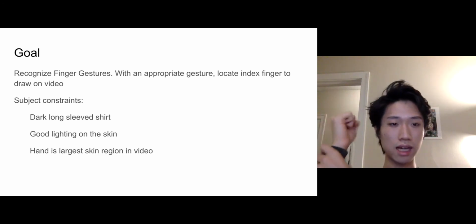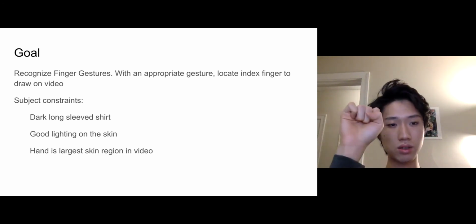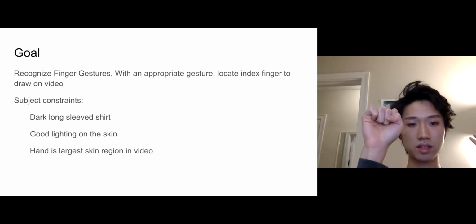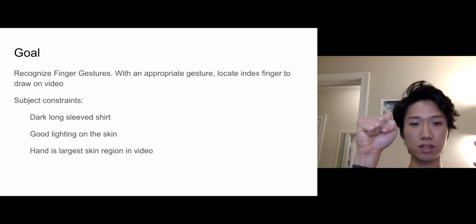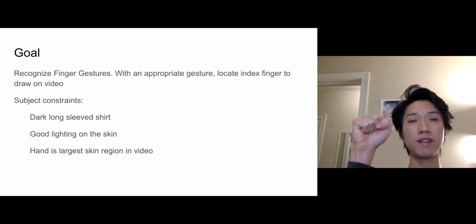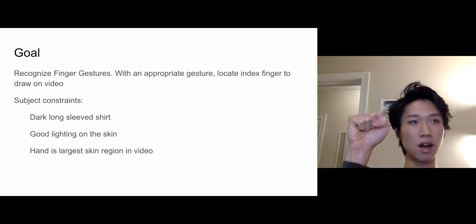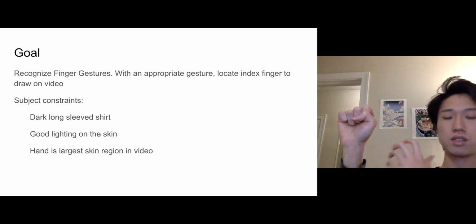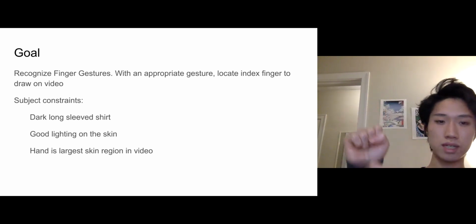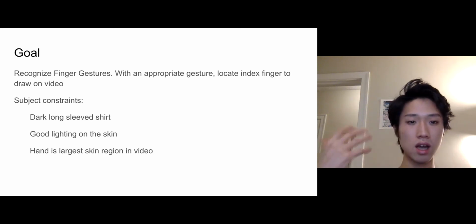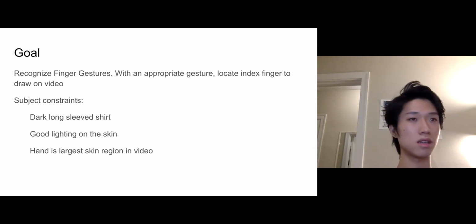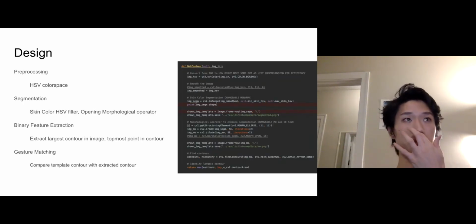The set of constraints for the video is that we have to use a long sleeved t-shirt so that I can identify the hands on their own using the skin color. There also has to be decent lighting on the skin itself so that it's within the range of HSV values that I specify. Also the hand has to be the largest skin region in the video, otherwise the face would be recognized instead of the hands, since I'm using a really fast segmentation based on the skin color.